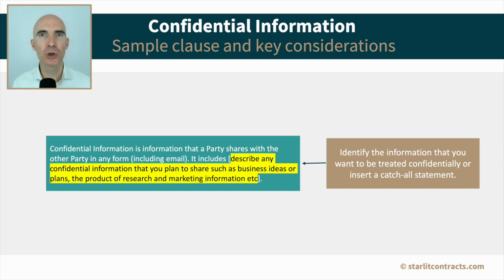The first option is to incorporate a catch-all statement, which essentially means that all information that one party discloses to the other party should be treated as confidential information. On the other hand, you can be much more precise if you know that there's a specific bit of content that you're going to disclose to the other party that you want them to treat in confidence. So it might be a business plan, or it might be a specific idea for a business that you've come up with, in which case you can very precisely identify what that information is to ensure that it's treated in confidence.